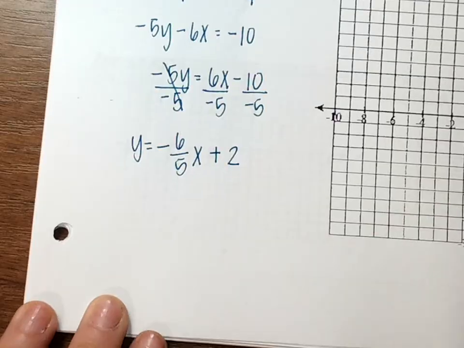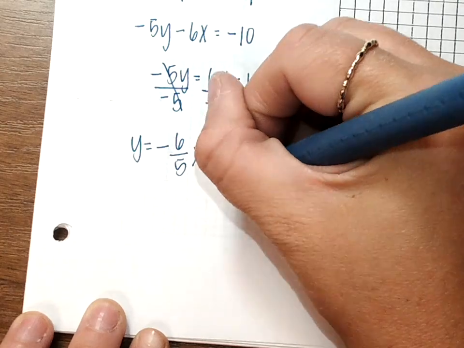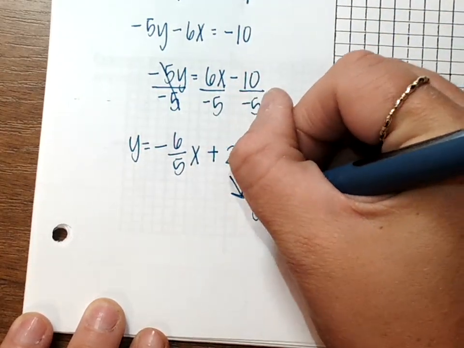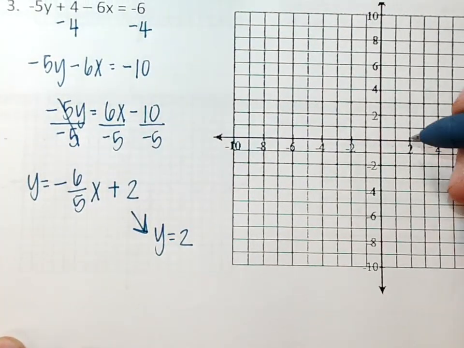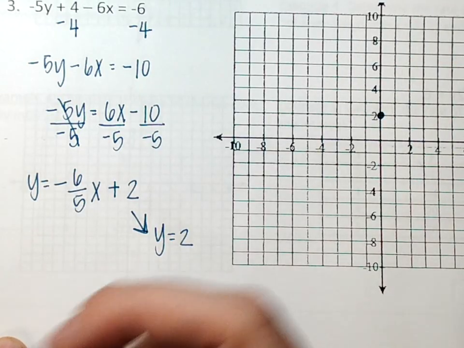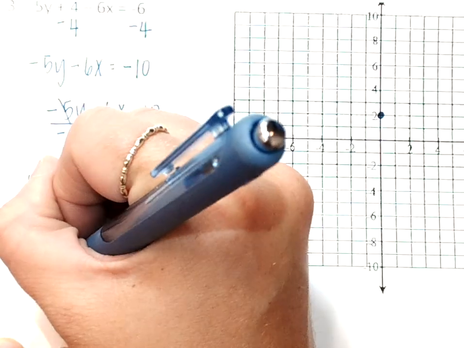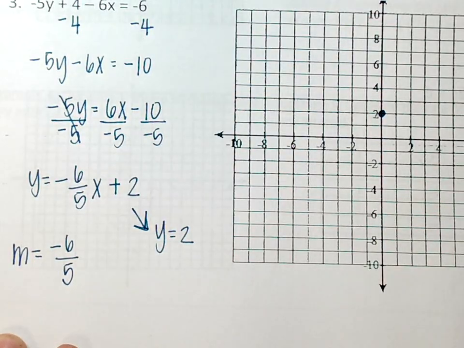Okay. What does that mean? When I'm going to graph this, which one of those numbers tells me where to start? The plus 2. Okay, that means I'm going to start wherever y is equal to 2. So that's right here, on the y-axis, I go to where the 2 is. Okay? And the slope right here is m is equal to negative 6 over 5.